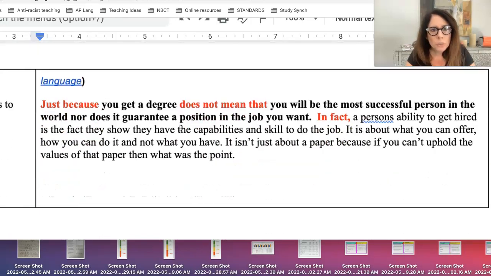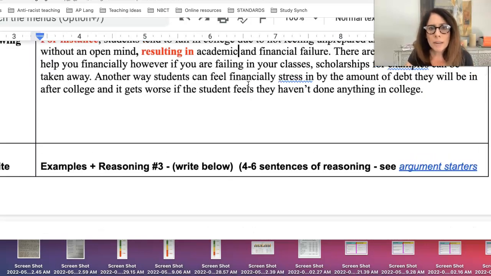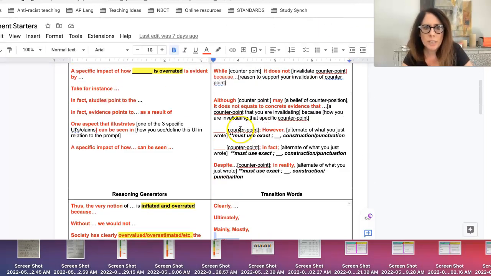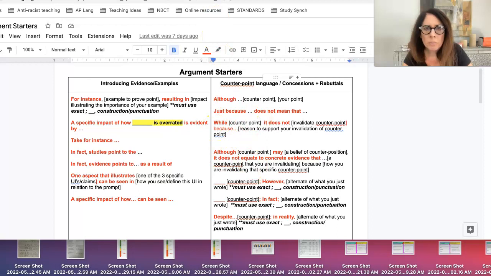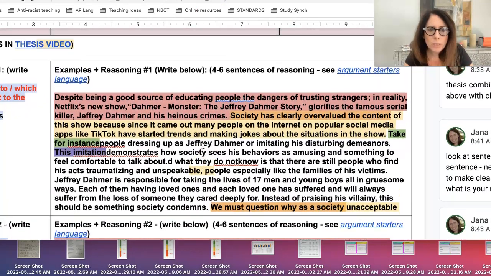And then one thing I want to show you, so before we move on, if your paragraphs are looking like they could be extended, right? That's my feedback to this writer. 4 to 6 sentences of reasoning plus a counter argument. And that counter argument, I'm not seeing here. So go back to the starter sheet and take a counter from here and plug it in to fit your own essay. This writer started each paragraph with a counter argument.